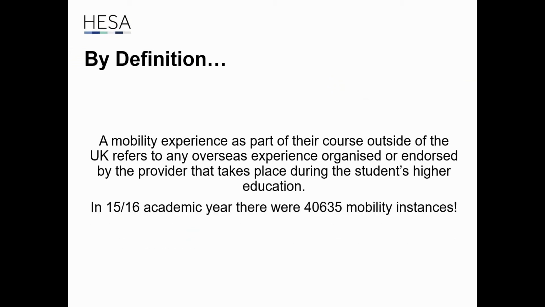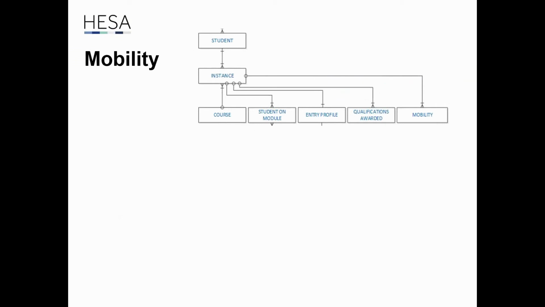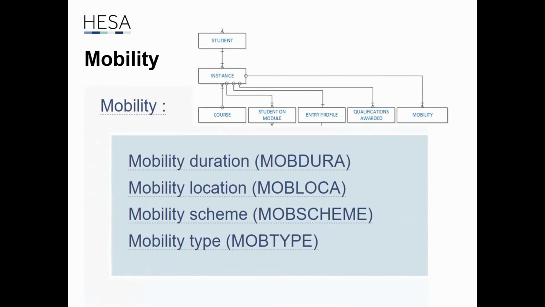Just a key statistic there, when I pulled the slide together back in 15-16 for a mobility presentation I did back then, there were 40,635 mobility instances recorded in the 15-16 academic year. So this is what we currently have. This is the current model.